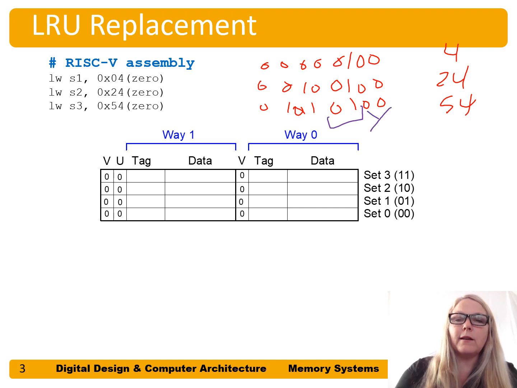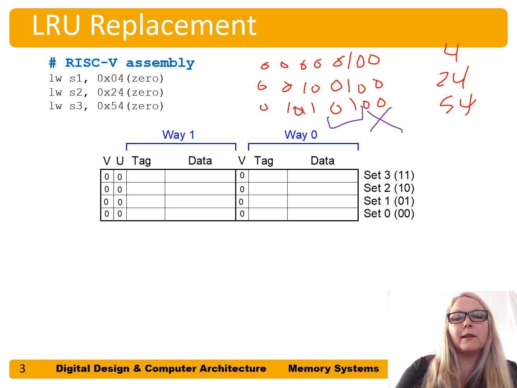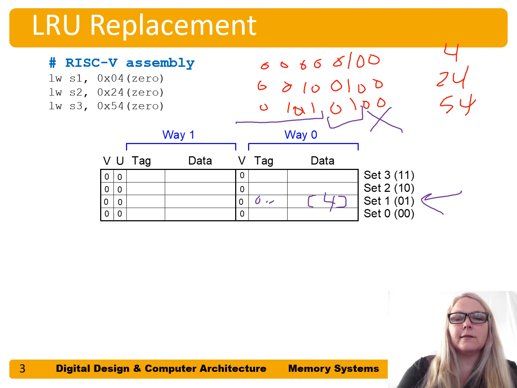Remember, these are the byte offset bits; we'd only use those if we're doing a load byte or a load half. The remaining bits are going to be the tag bits. We can see that these all map to set 1. So for the first access, to address 4, we put the data that's at address hex 4 here. The tag will be all zeros, and we make the valid bit 1. So that's the first access.